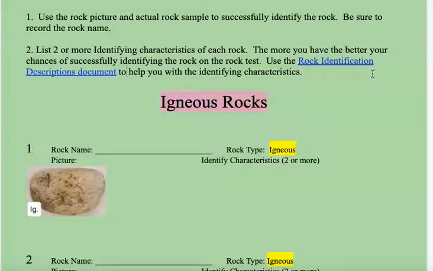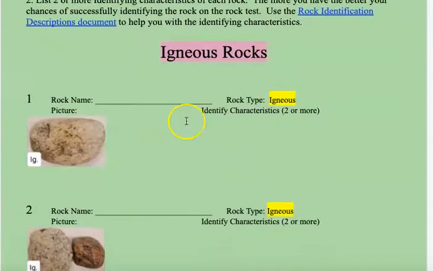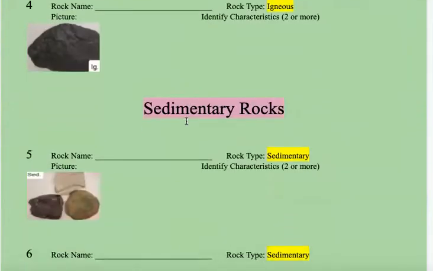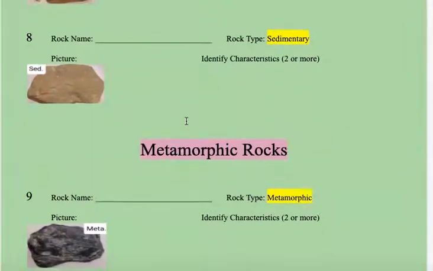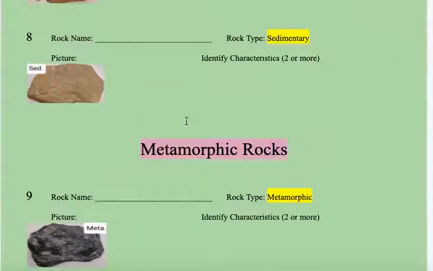So again, a quick review is you're going to use the rock identification description document. You're going to actually go back into the lab and you're going to check over the igneous rocks. Then next is the sedimentary, and then it's the metamorphic. Now, you won't do all these in the same day. You're going to do the igneous notes, you're going to do an igneous Edpuzzle, and then I believe the next day you're going to be doing this lab.